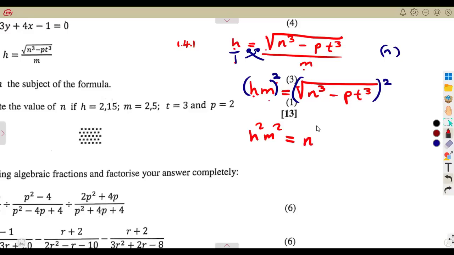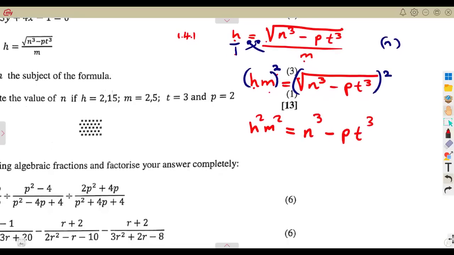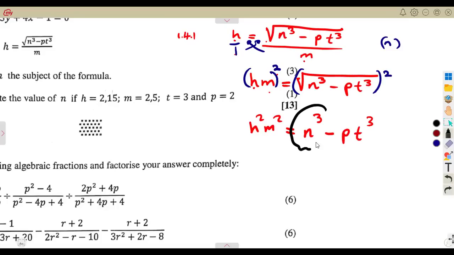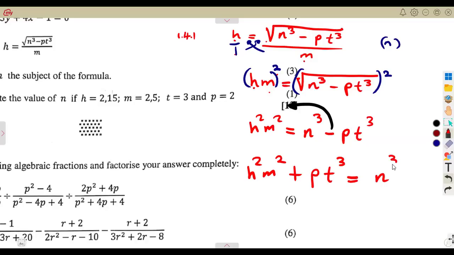We are neutralizing this, removing the square root. So we are going to remain with n to the exponent of 3 minus pt to the exponent of 3. So that's it. We no longer have complicated situations like the square root. The n that we want is here. But look, it is affected also by this term, which is just being subtracted. So how can we remove this? Just throw it to the other side of the equation. It changes its sign there. So it will be h squared, m squared. It was a minus; on the other side, it will be a plus. So that's plus pt to the exponent of 3, which is equal to n cubed.